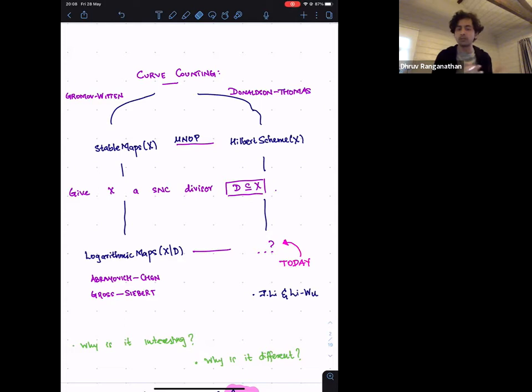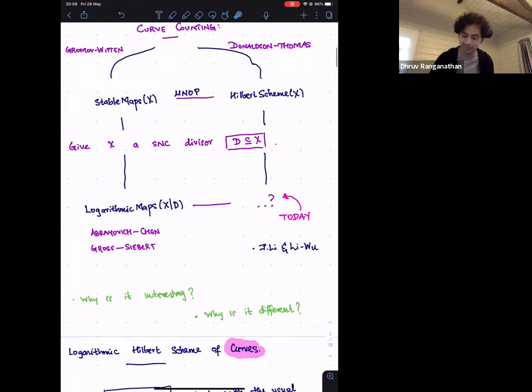And maybe I'll say, why is it different? Why can't you just do what Abramovich, Chen, Gross, and Siebert did, for those of you who know that story or have heard of it? Basically, it's kind of easy to say that the definitions don't make sense. So that's where the situation was when we started thinking about this problem: there was no good definition of a logarithmic version of the Hilbert scheme. And I'll get into more specifics about all of that now. But if you have any questions about the context, now is a perfectly good time. Otherwise, I'll just move on.